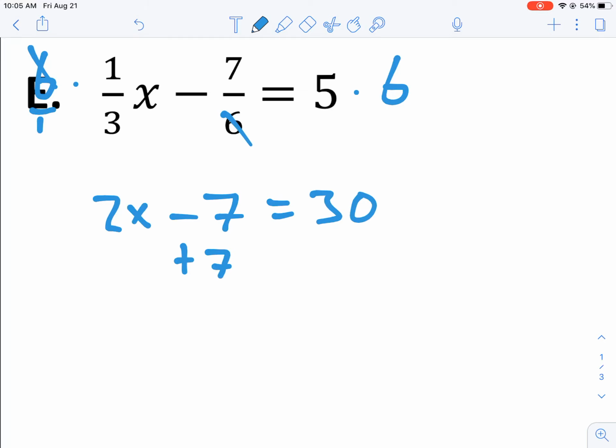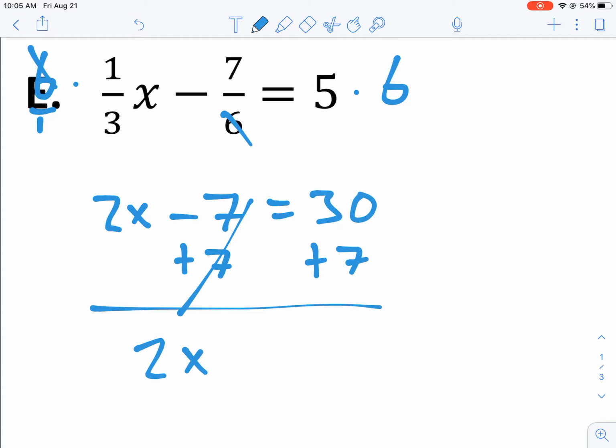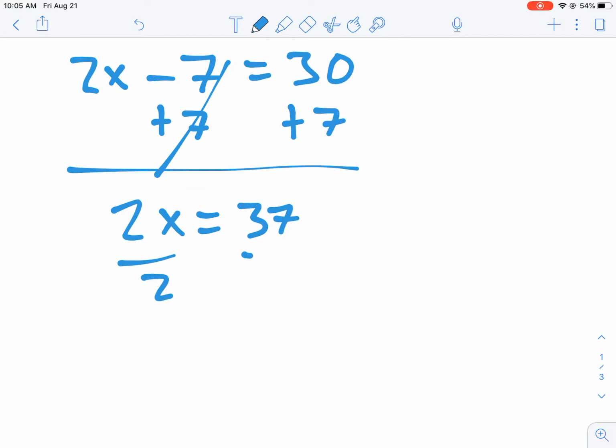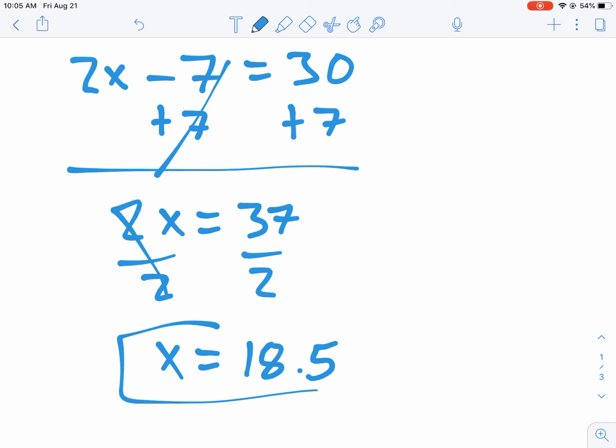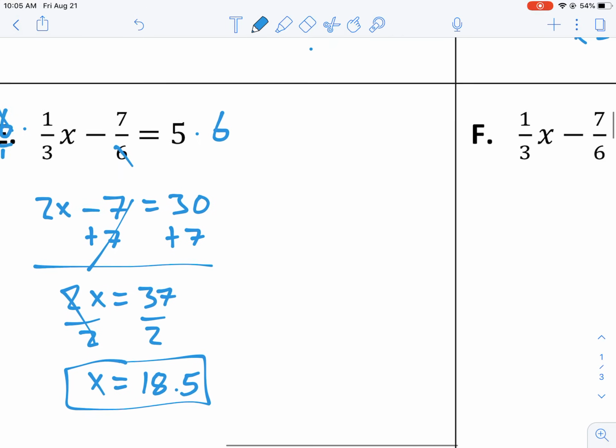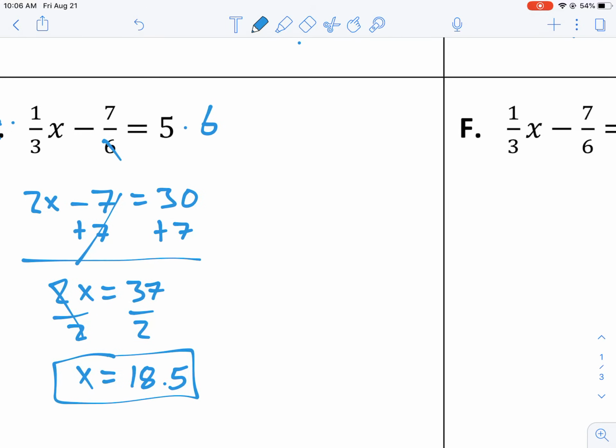So now we can just solve, so add 7 on both sides. 2x equals 37, divide by 2. This is definitely a decimal. X is going to be, I believe, 18.5.